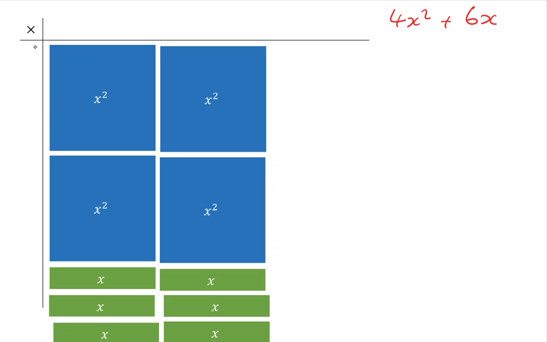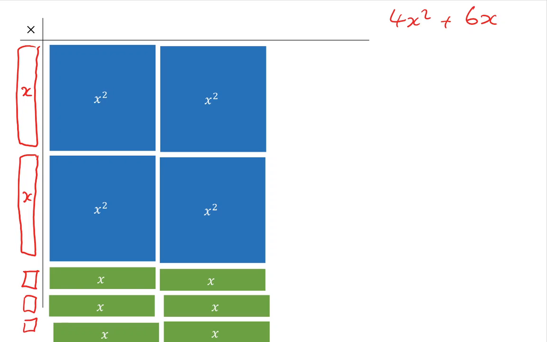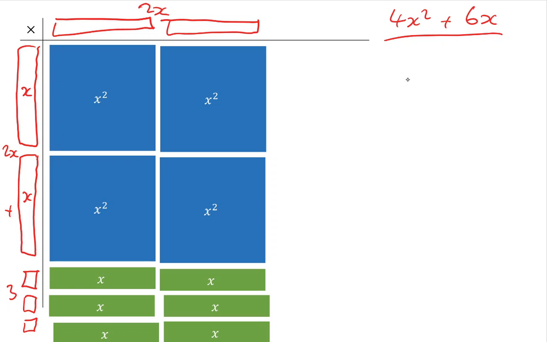And let's have a look. We could put an x block in there. In terms of the height, that's how high these x squareds are, and that's a 1 block there, and another one, another one. So in total here, we've got 2x plus 3. And in terms of the width, we've got 1x, 2x, so it's 2x wide. So to factorise 4x squared plus 6x, it is 2x times 2x plus 3. Okay, 2x times 2x plus 3 gives us the product 4x squared plus 6x. So that's how we factorise.